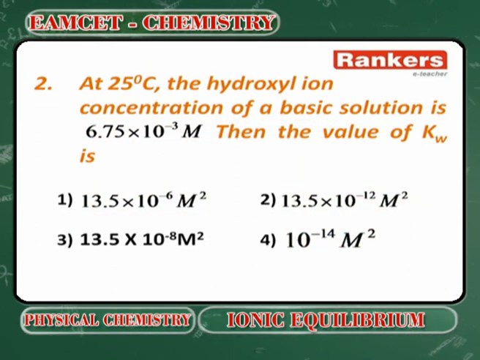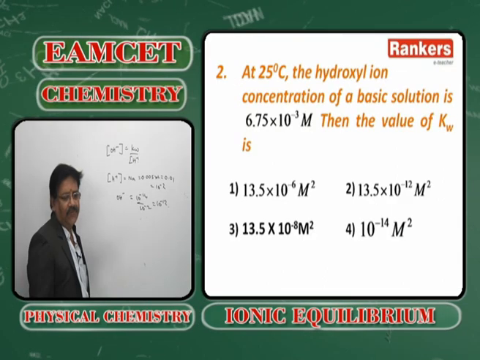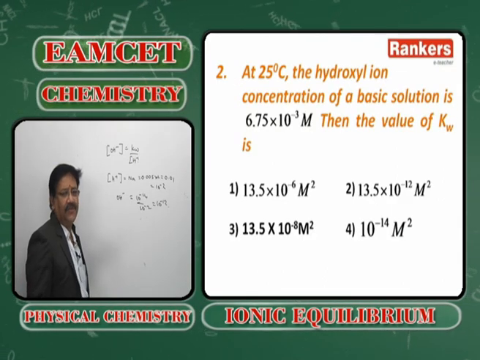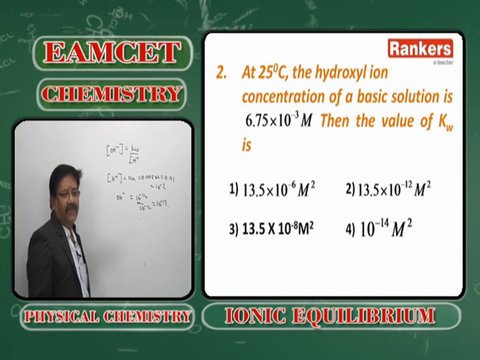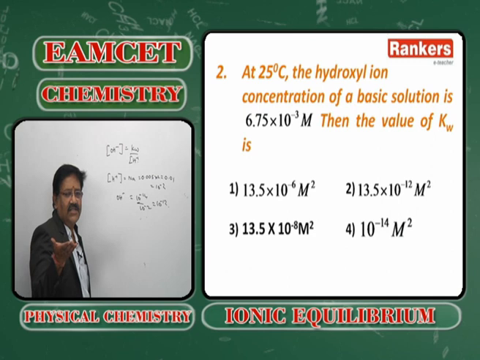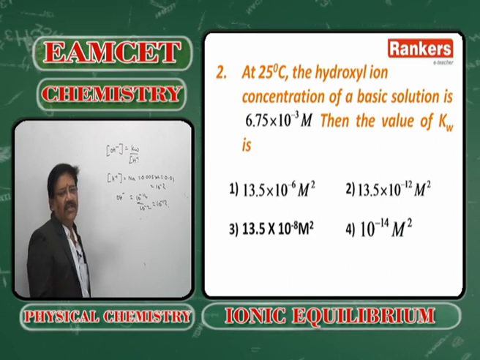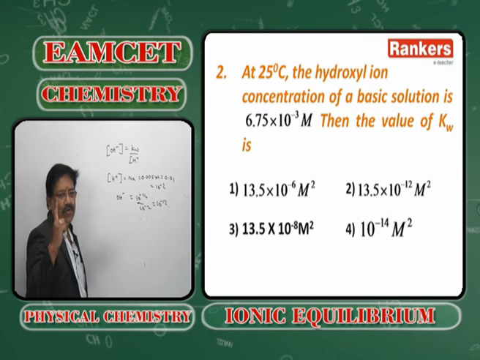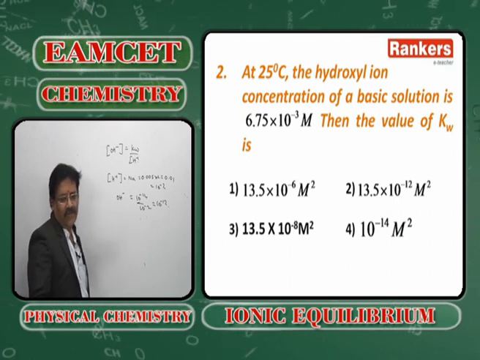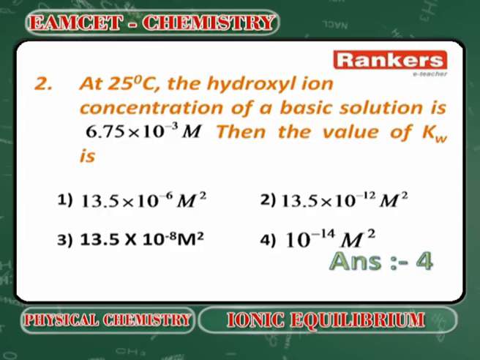At 25 degrees centigrade, the hydroxyl ion concentration of a basic solution is 6.75 into 10 to the power minus 3. Then what is the value of the Kw? As long as the temperature is maintained at 25 degrees centigrade, the Kw value will remain constant at 10 to the power minus 14 irrespective of the concentration of H plus ions and OH minus ions. When a base is added, OH minus ion concentration increases. Correspondingly, H plus ion concentration decreases to keep the Kw value constant. So, Kw will remain constant at 10 to the power minus 14.